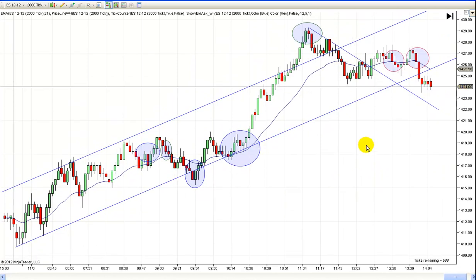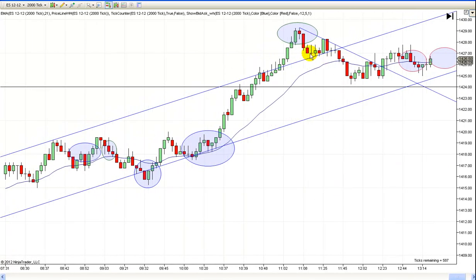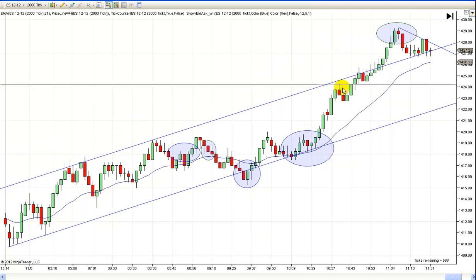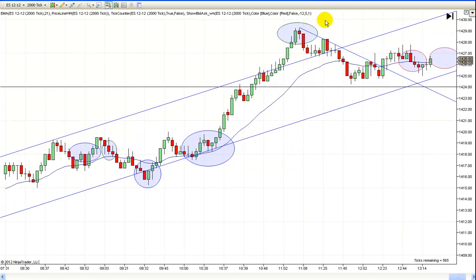Now notice that I marked this one up here at the high green, and the reason is because it's a counter trend trade on a really strong trend that's going up, and so strong that it overshot.